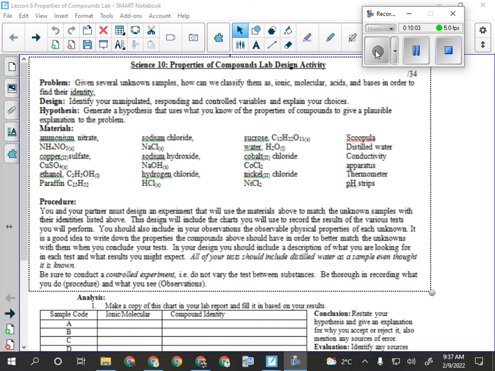Now, when we're deciding what things need to be controlled, we have to think about a couple of things. The first thing we have to think about is, what are we trying to test? And then, what things could affect the results of those tests? So if I'm running a series of tests that are trying to find the physical properties of these unknown materials, what are some things that could maybe get in the way of that or possibly interfere with my results?